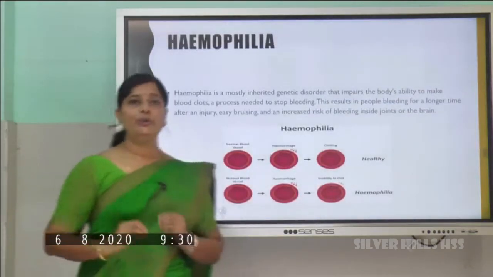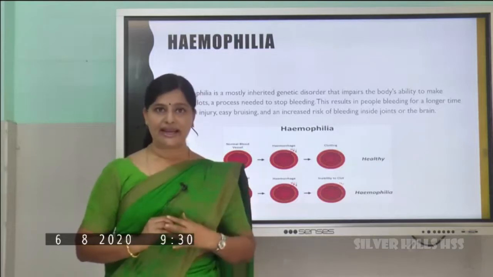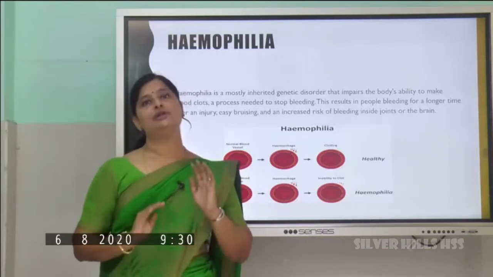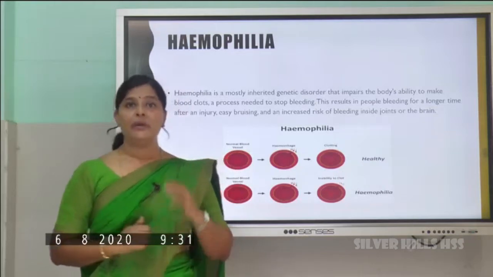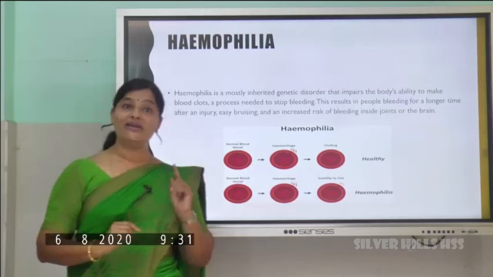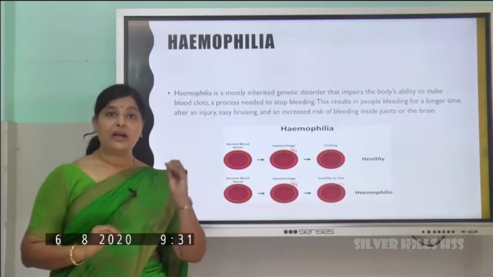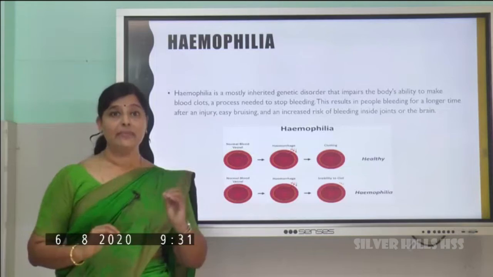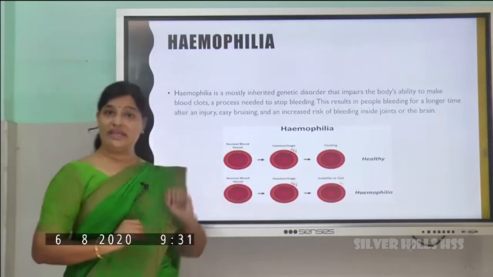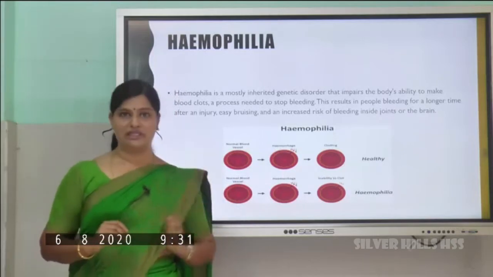Right, usually when we have a wound, what happens? It starts bleeding, isn't it? And after a few seconds, it stops. What is the matter? Because inside our blood, there is a blood clotting factor. A protein is present. And this blood clotting factor helps in stopping the bleeding. So in a person with hemophilia, this blood clotting factor is absent.